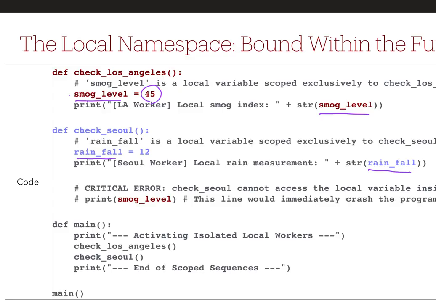But the problem occurs if I try to access, for example, this smoke level variable in the check Seoul function, because this smoke level variable is accessible only within this check Los Angeles function. So that variable is not accessible outside of this function. So if you try to, say, print the value of this smoke level in the check Seoul function, then Python will complain with some error message.